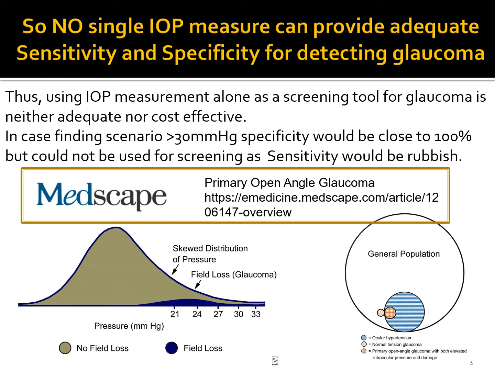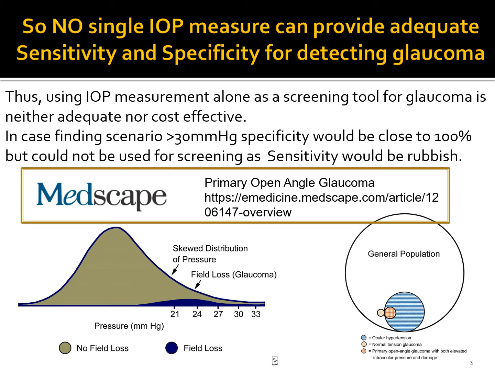So again, there's no single IOP measure that can provide adequate detection, and Medscape, it's a very good resource, incidentally. You have to register with it, but it's really worth it. It's an American site, so sometimes when it quotes drugs, they might be different to the ones we can use in Britain, but the principles are all great.